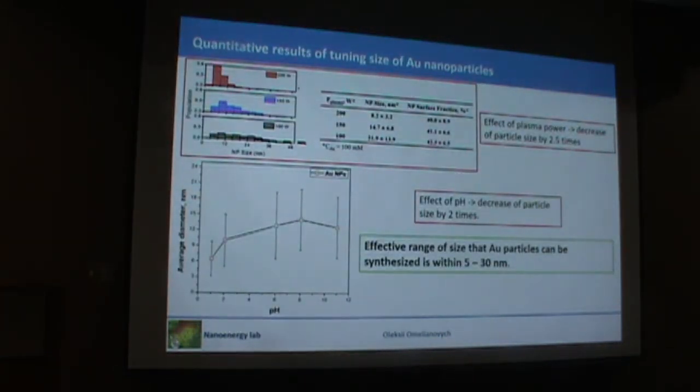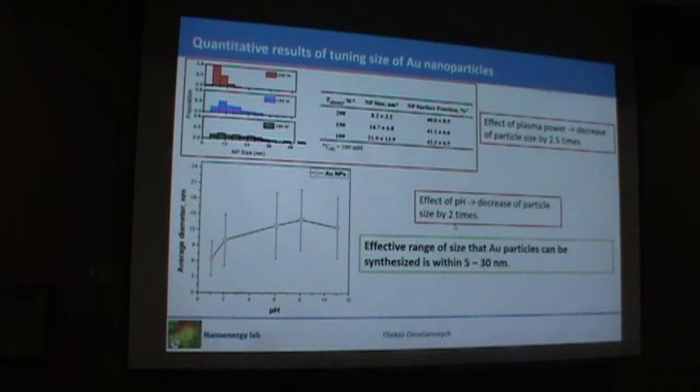This is the result of my previous work, where the main finding was the effect of plasma power. By adjusting plasma power from 200 watts to 100 watts or vice versa, we can change the particle size by about 2.5 times. In this way, the highest plasma power leads to the smallest particle size, whilst the small plasma power leads to the higher average particle size. And as the effect of the pH, the main finding of this work you can see here. The average particle size is increasing as the pH increases.